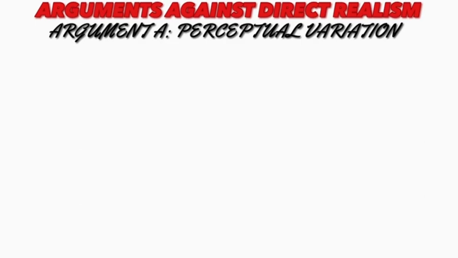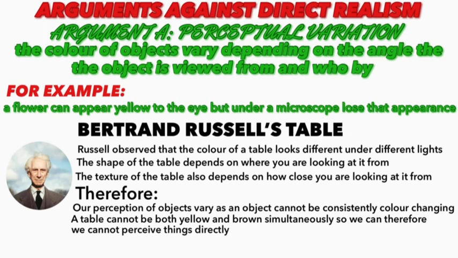Arguments against direct realism. The argument of perceptual variation. The colour of objects varies depending on the angle the object is viewed at and by who. For example, a flower can appear yellow under the eye, but under a microscope lens, that appearance might change.